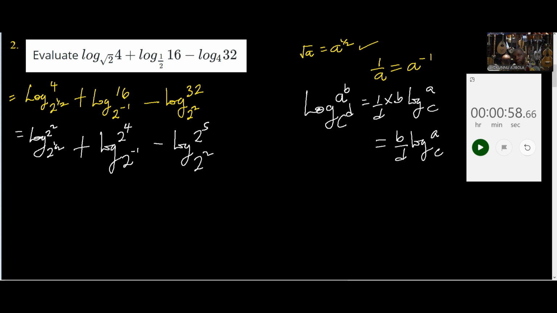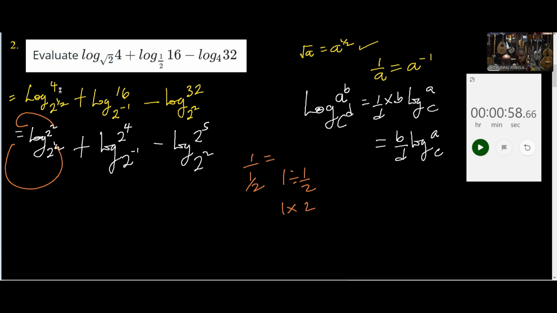So let's continue with what we're looking at. Now this 2 is coming to the back and this half is also coming to the back. But the half will be 1 over half. What is 1 divided by half? That is 1 times 2 over 1. So 1 over half is 2. We're going to take that to the back.